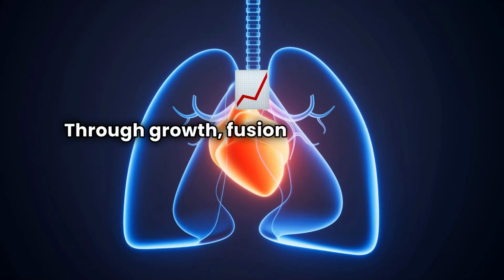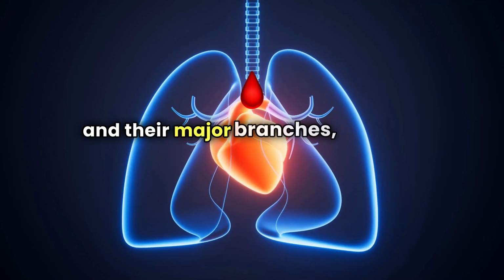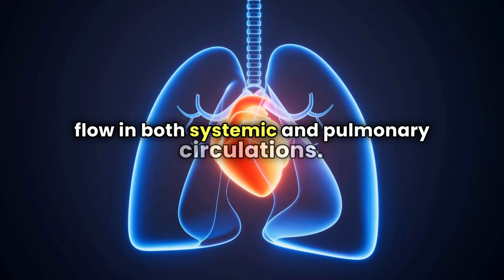Through growth, fusion, and regression, these structures give rise to the aorta, pulmonary arteries, and their major branches, ensuring proper blood flow in both systemic and pulmonary circulations.